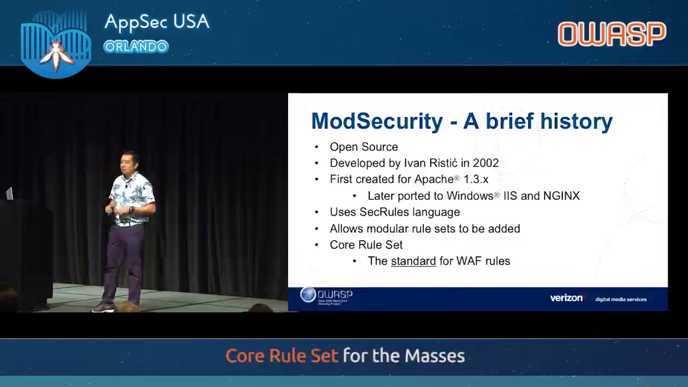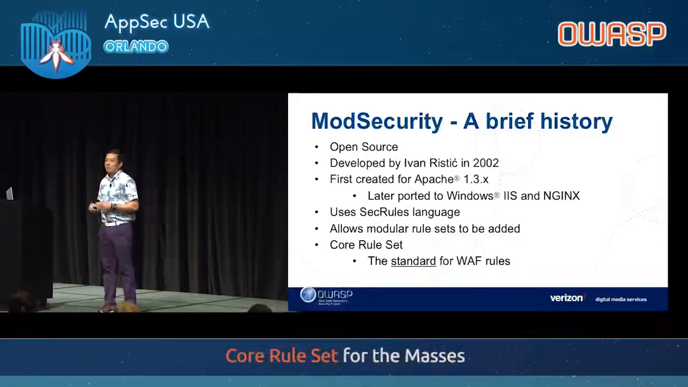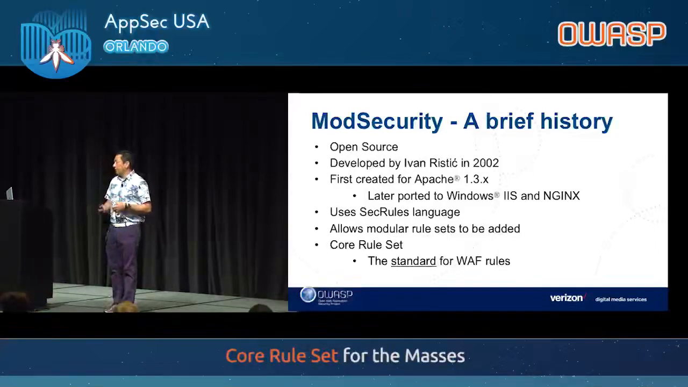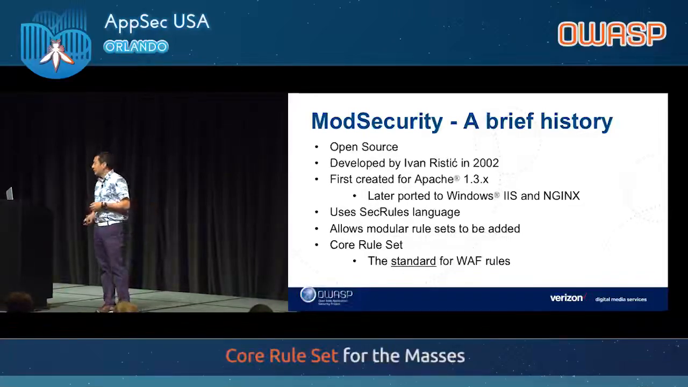So a little bit about ModSecurity and its brief history. It was started back in 2002 by this gentleman named Ivan Ristic. You guys are probably familiar with it. He has moved on to do more things related to SSL, like SSLLabs.com and so on. It was started as a module for Apache, but it later became ported to Windows IIS and Nginx.